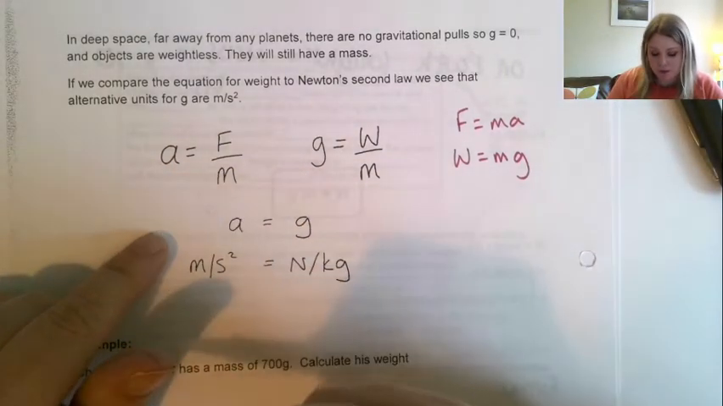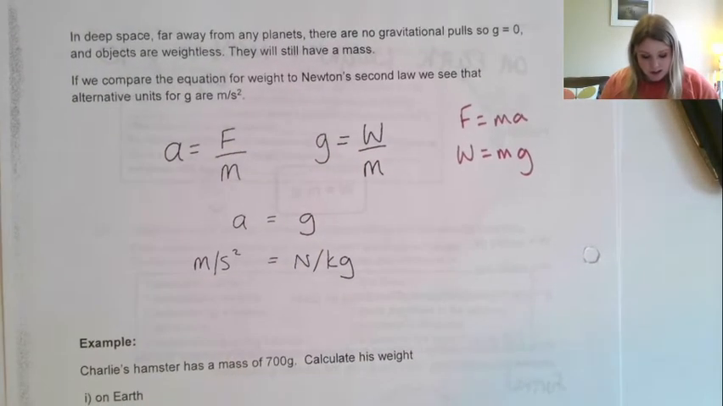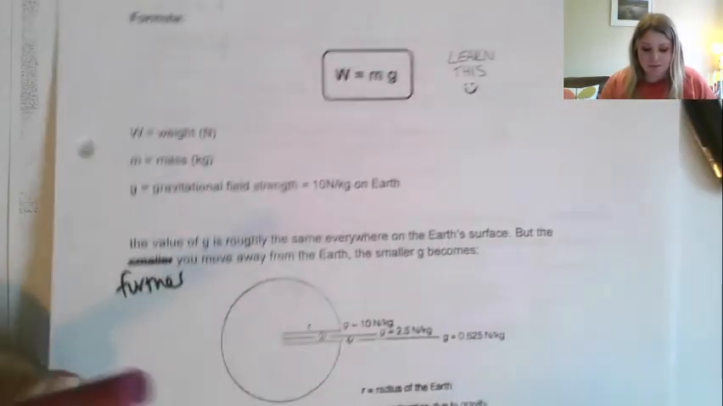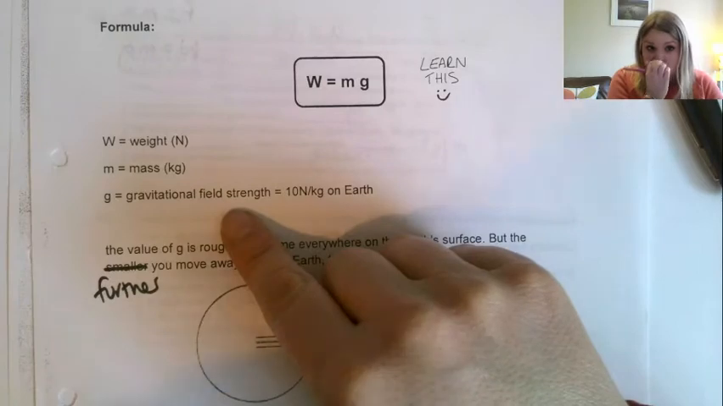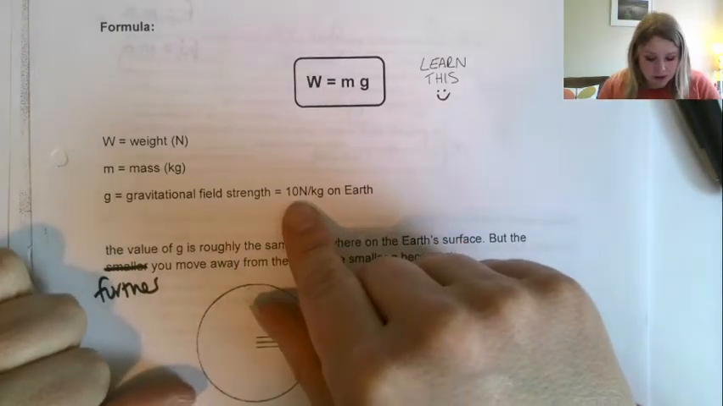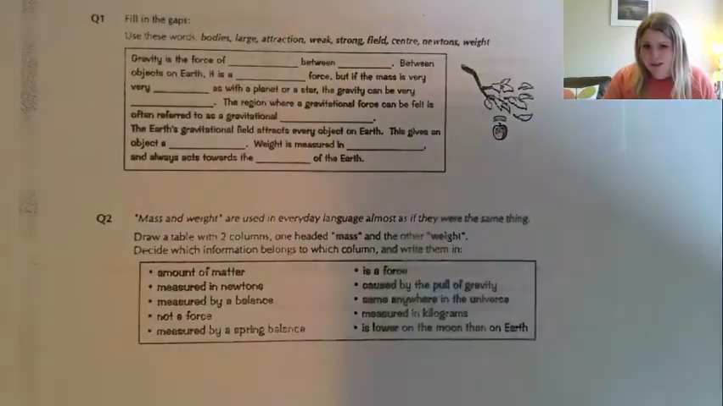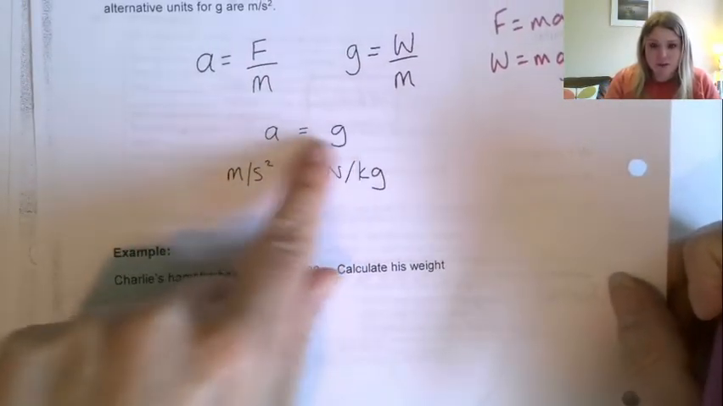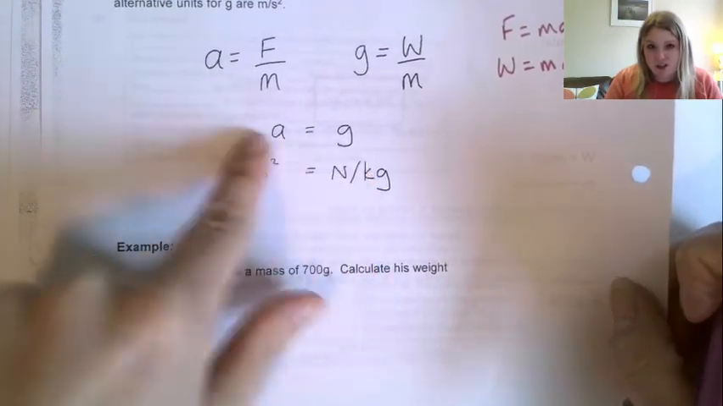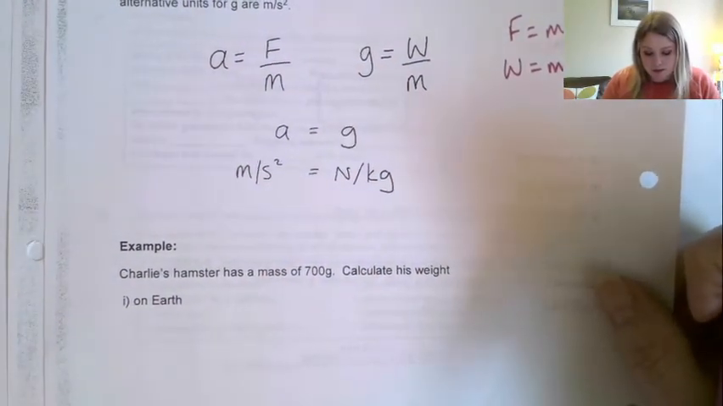So even though over here we said the units of g are newtons per kilogram, the units of g can also be meters per second squared, because it is an acceleration. Hopefully that's clear: g is equal to an acceleration.